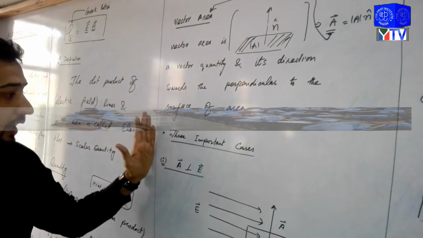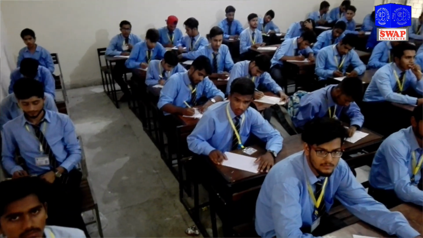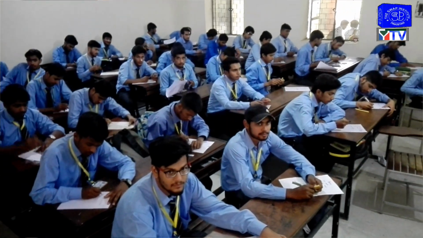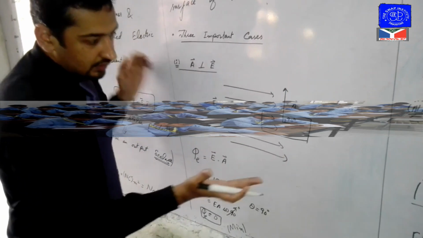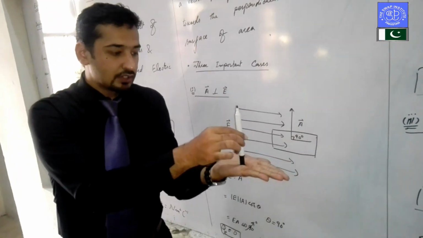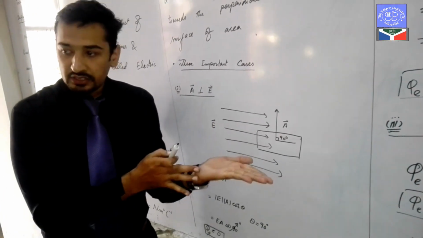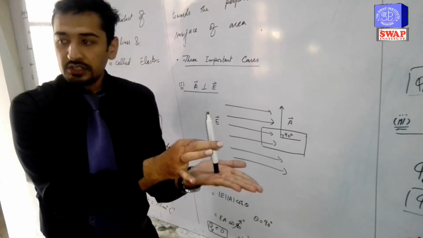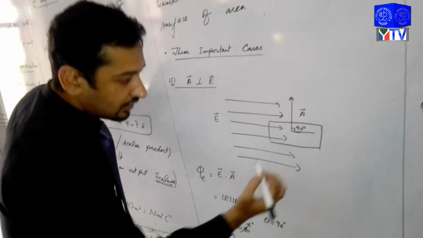So now I am going to discuss the three important cases for electric flux. In the first case, when the vector area is perpendicular to the electric field, here in this figure we can see that this one is the area and this one is the vector area, and these are the electric field lines. The electric field lines have a 90 degree angle with the vector area. So this is the 90 degree.